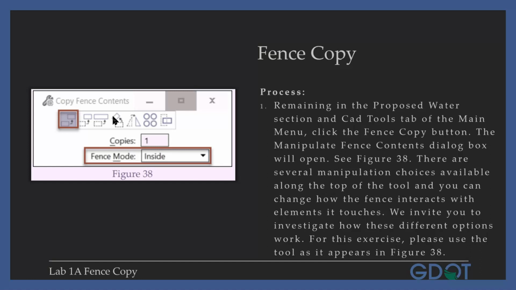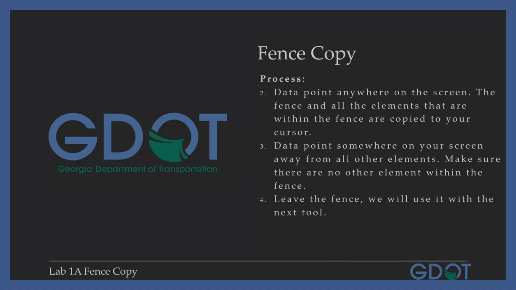There are several manipulation choices available along the top of the tool, and you can change how the fence interacts with elements it touches. We invite you to investigate these different options. But for this exercise, we recommend using the tool as it appears in Figure 38. Data point anywhere in the view. The fence and all the elements that are within the fence are copied to your cursor.